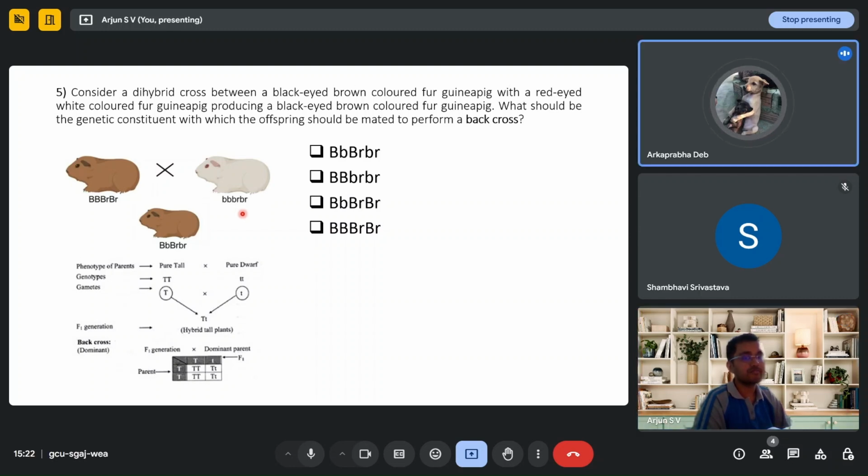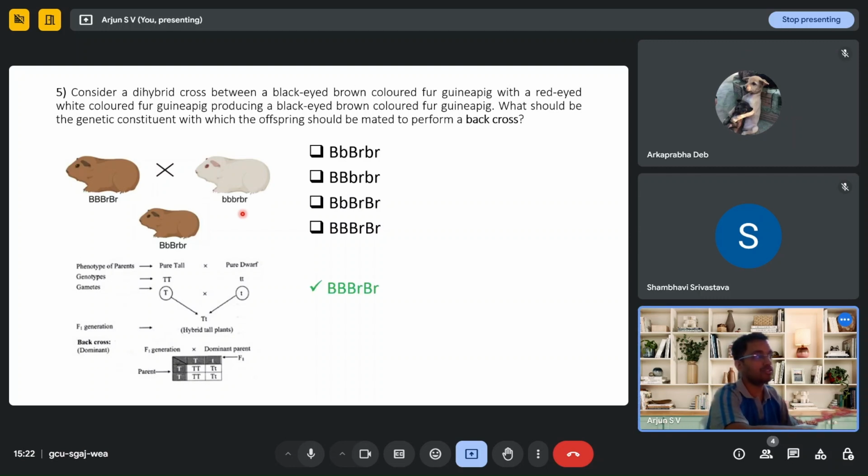The fourth one, sir. Yeah, because it's a dominant thing, so correct. The offspring should be mated with, to perform a back cross, you have to choose a homozygous dominant organism. So the correct answer will be capital B, capital B, capital BR, capital BR.